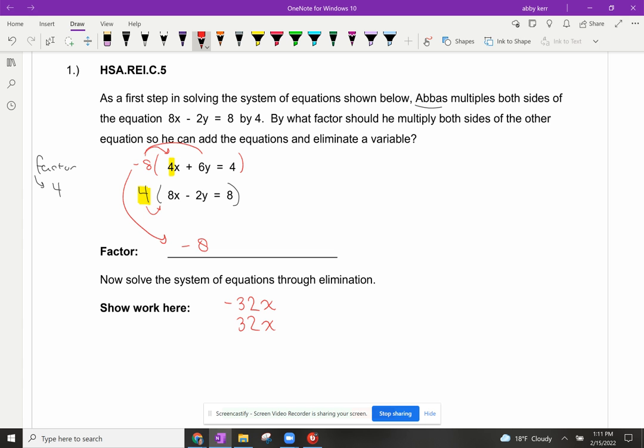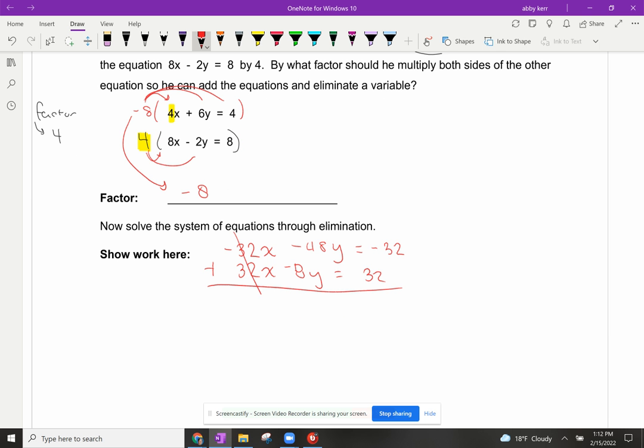So then we're going to multiply. So negative 8 times 6 is going to get you negative 48y, and then equals negative 32. Then continue to multiply. Equals 32. Now that we have opposites, we are allowed to eliminate. So this is going to get us negative 56y equals 0. Remember, our y is still showing. So now it's a one step. And we are allowed to have y equals 0.